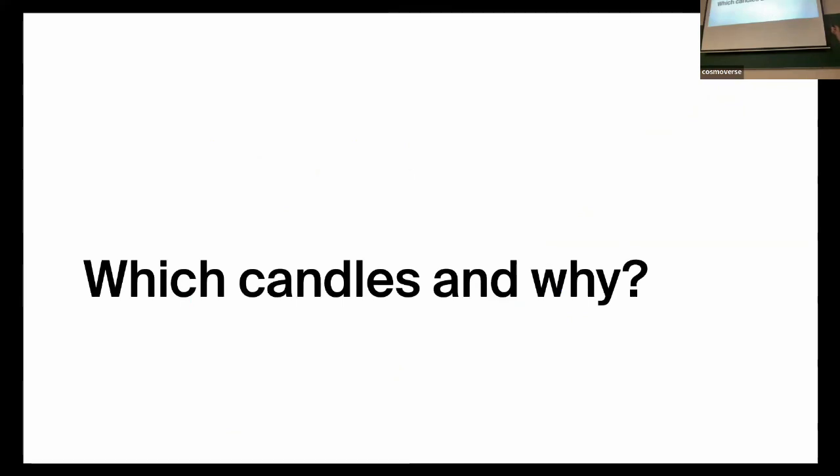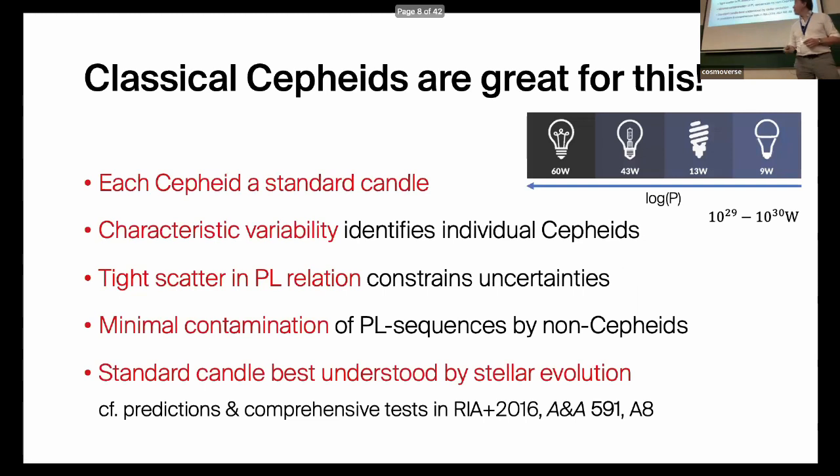But let's revisit quickly which kind of standard candles we have and why. So the classical Cepheids Adam introduced are really excellent objects for doing this. In particular, because every Cepheid can very easily be measured, you identify every single object by its period and light variation, and you can calibrate that even on an individual level using the parallax measurements for every single Cepheid. You have the characteristic variability, you can understand the scattering, the PL relation, and there's very minimal contamination by any objects that you're not interested in because they would not fall on this PL sequence, or they would not have the characteristic period you're looking for.